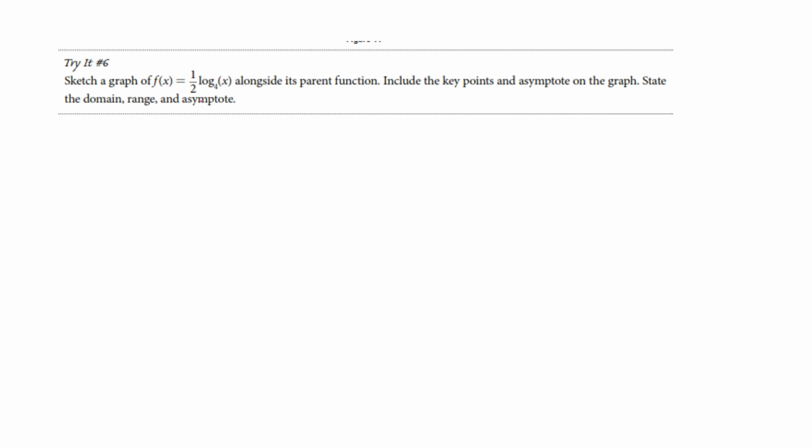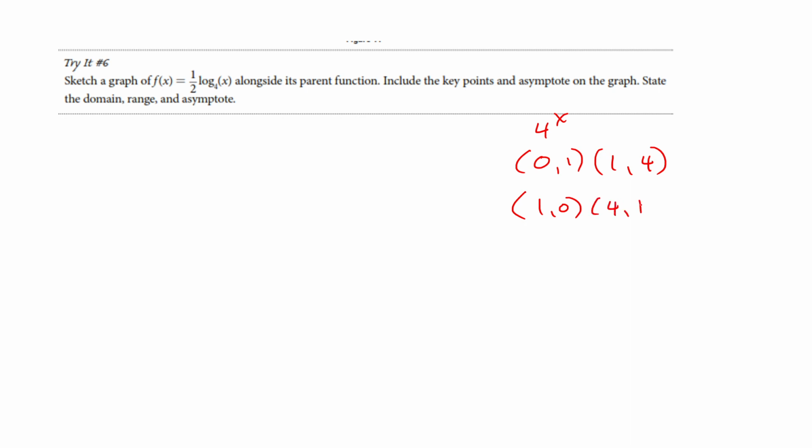All right, we've got a half in the front here, so that's a compression now. It's doing exactly what you would think it would do. I literally have to do this to think this through. So I'm doing as if I was doing 4 to the x. I do this every time.